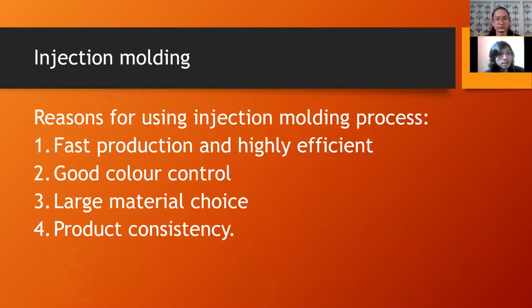This is the picture of injection molding. Then, the reasons for using the injection molding process. First, fast production and high efficiency. Next, good color control and a large material choice. Then, product consistency.